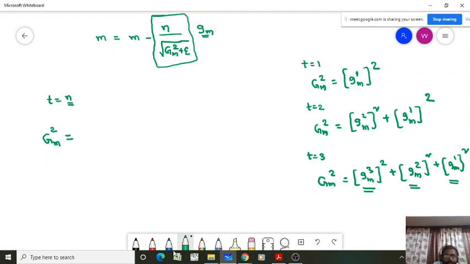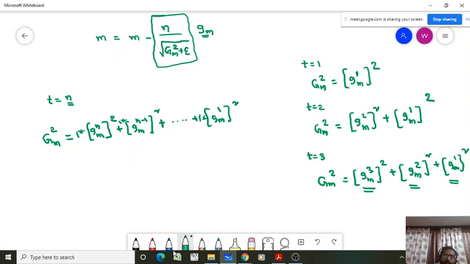expression will be gmn, that means the nth iteration gradient whole square, plus the gm n minus 1th iteration whole square, and so on, up to the first iteration gradient whole square. That means we are adding the squares of the gradients in each iteration. For each squared gradient the weightage will be 1, that means equal weightage on the gradient of each iteration, that is 1, 1, 1. That's how the capital Gm squared will be updated.